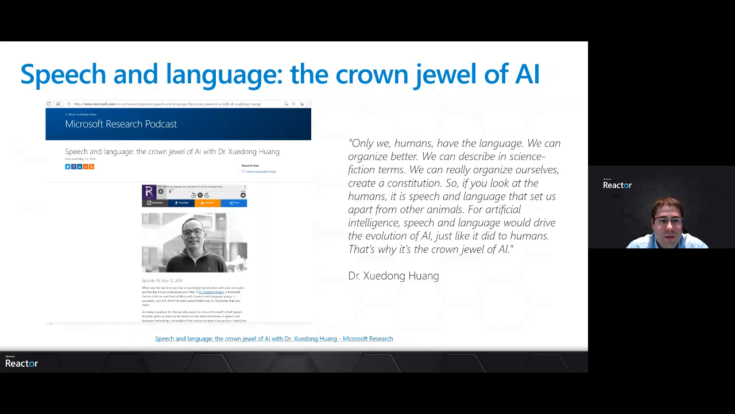So I like to quote Dr. Wang, where he says, "Only we humans have the language. We can organize better. We can describe in science fiction terms. We can really organize ourselves, create a constitution. So if you look at the humans, it is the speech and the language that set us apart from other animals. And then for artificial intelligence, speech and language would drive the evolution of AI, just like it did to humans. That's why it's the crown jewel of AI."